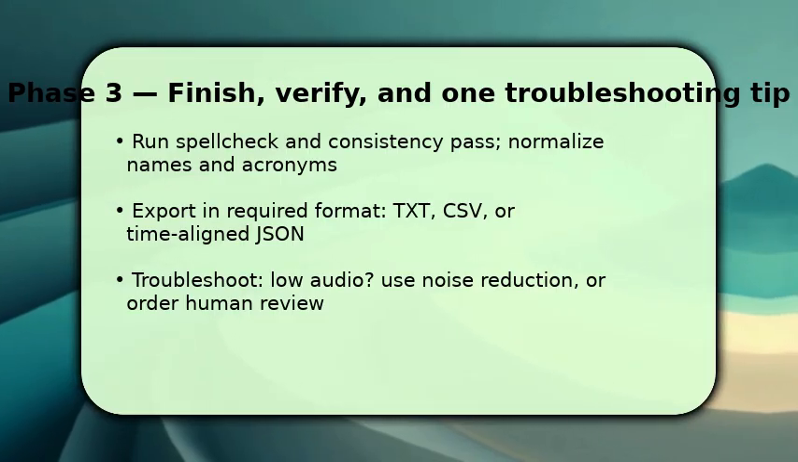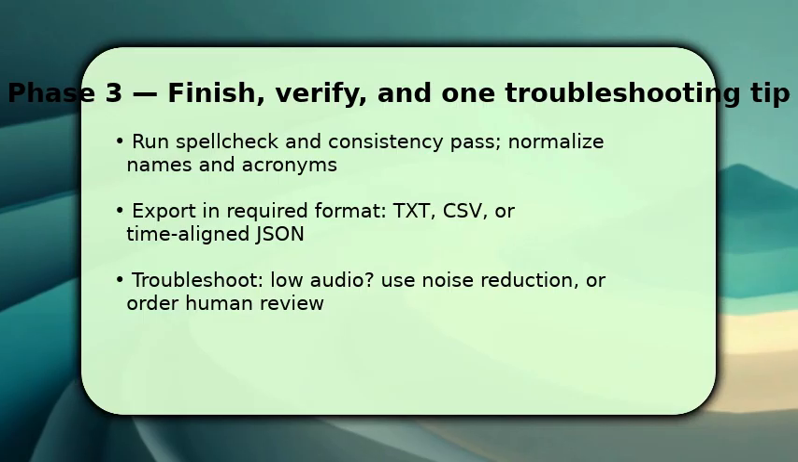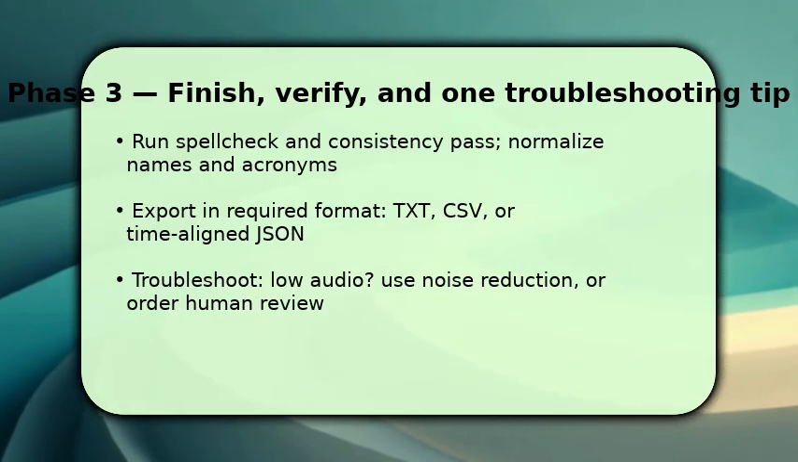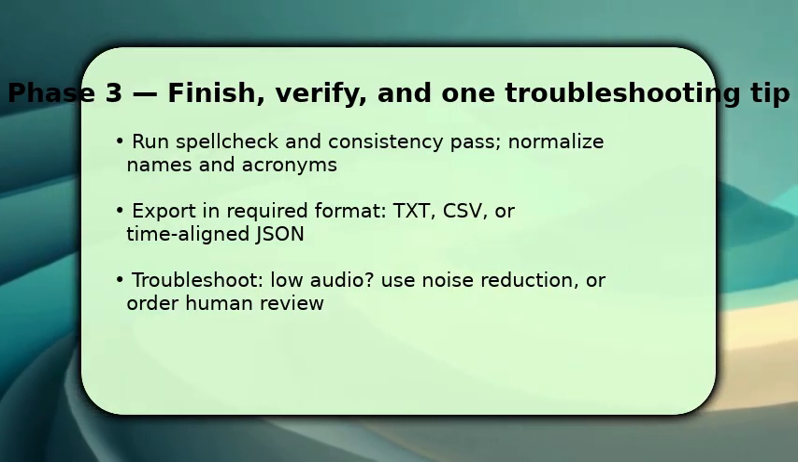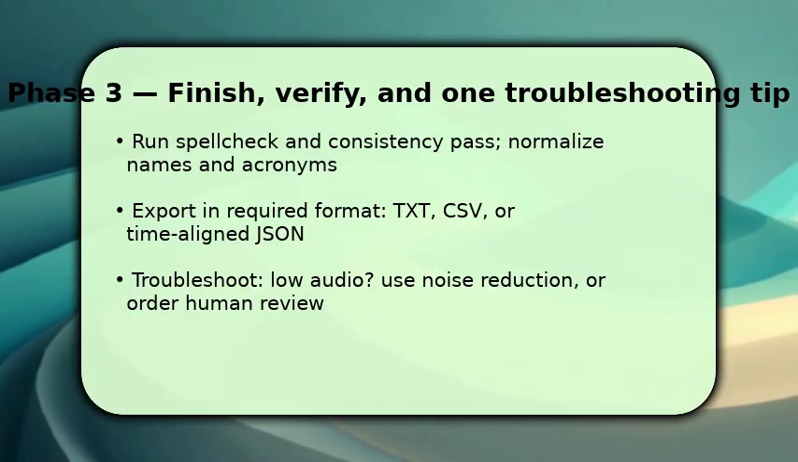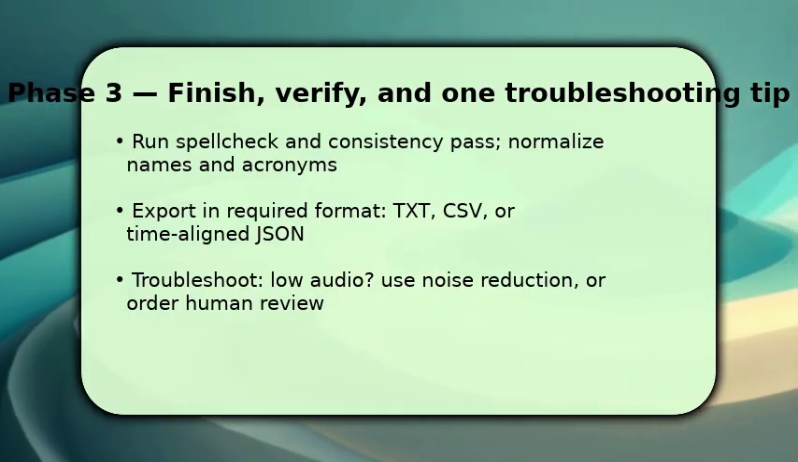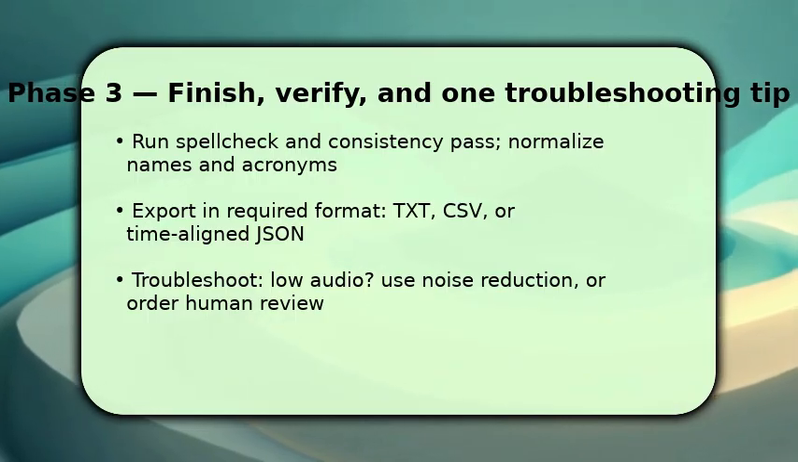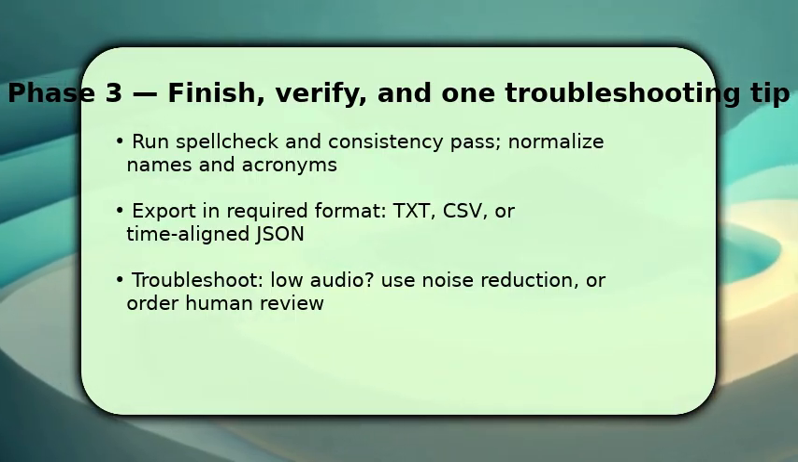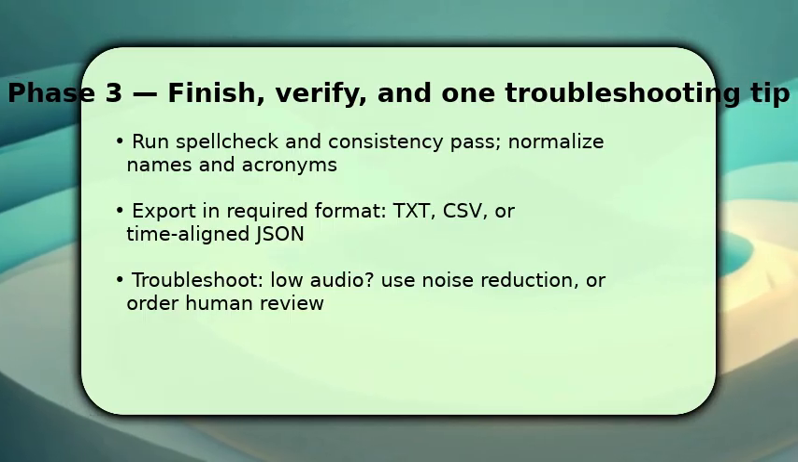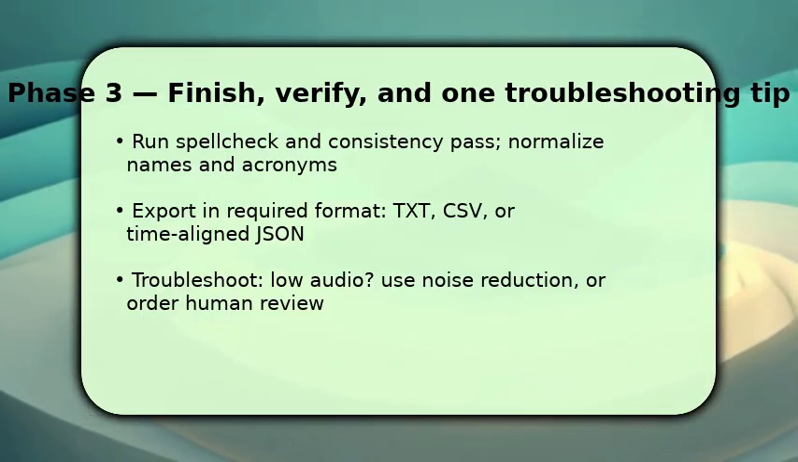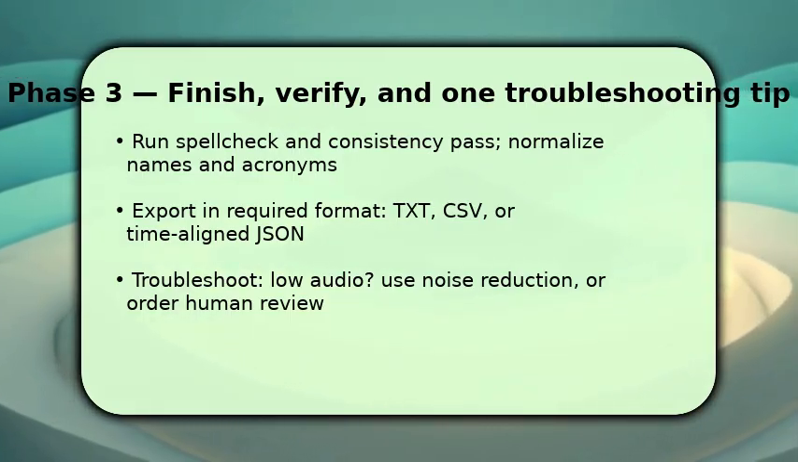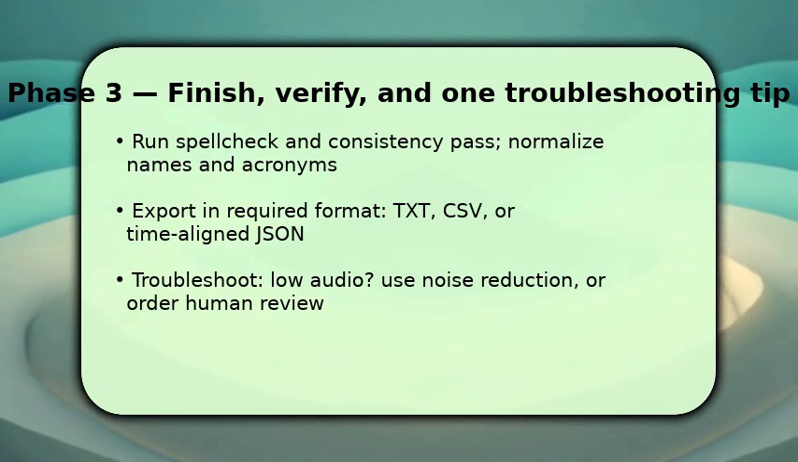Then export in the format your project needs, whether TXT for coding, CSV for spreadsheets, or time-aligned JSON for qualitative software. Before you close, perform one QA pass sampling several minutes across the file to catch systematic errors. If audio is low or ASR fails, apply noise reduction and rerun. If problems persist, commission a short human review to resolve critical gaps.